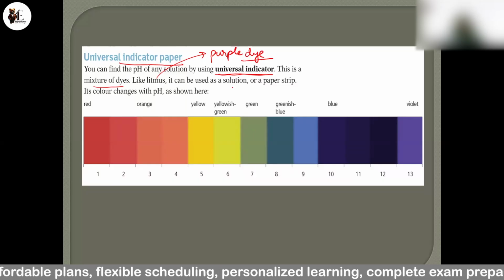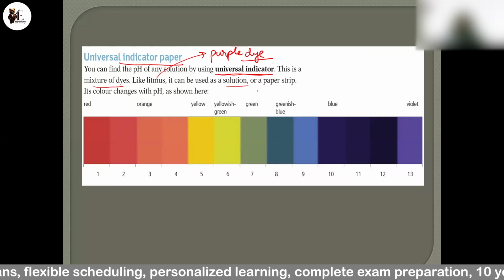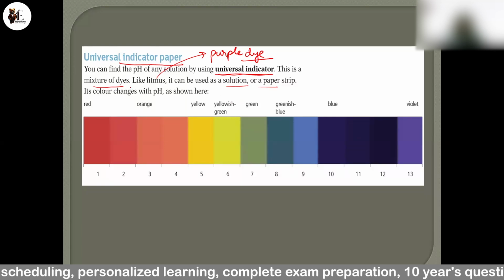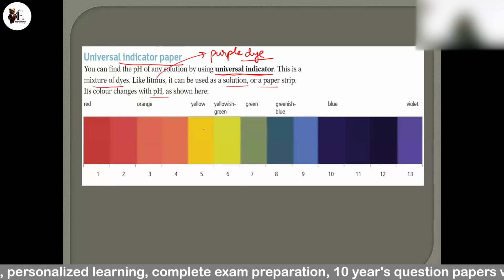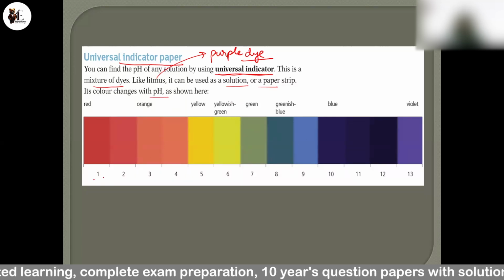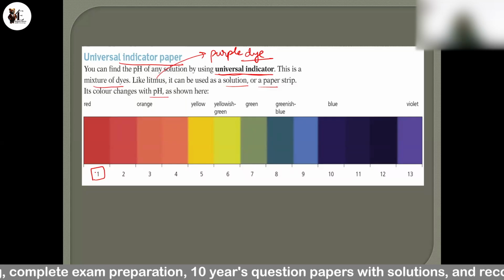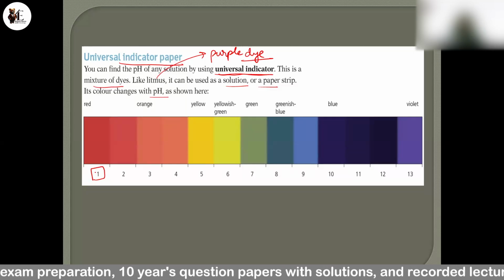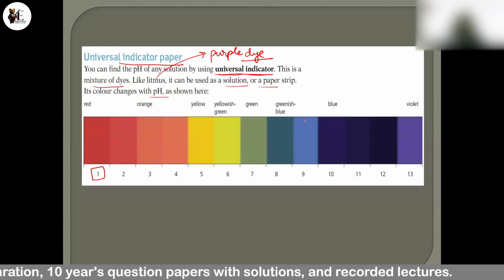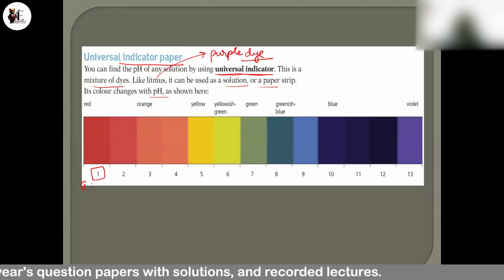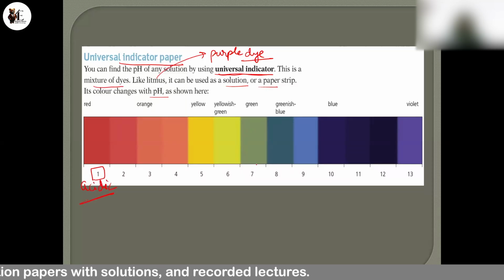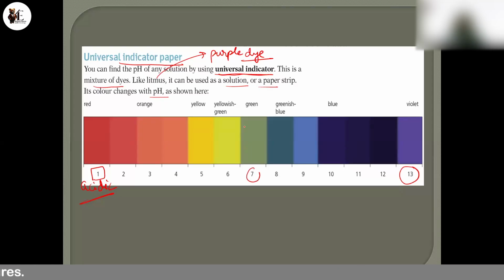So litmus can be used as a solution. It can be used as a paper strip. Okay, its color change with pH is shown here. For example, at pH 1, it changes to red. As I already told you, acids turn litmus red and bases turn litmus blue. So if you have a very acidic pH, it turns your litmus red. If you have a very basic pH, it will turn your litmus paper blue or violet. And if you have a pH of 7, then the litmus paper would be green.